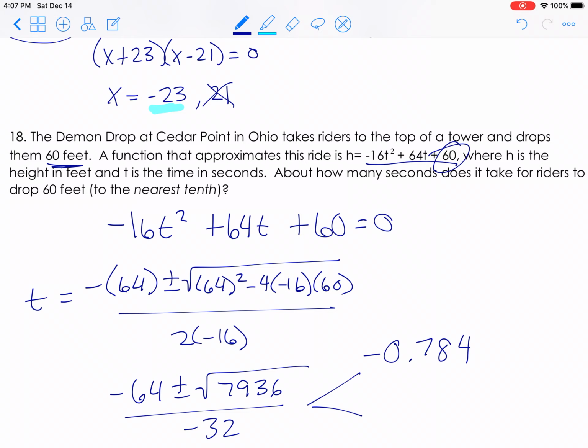so let's try the other one as well, which is -64 minus the square root of 7,936. Enter, divided by -32. This one yields 4.784. So about how many seconds does it take to drop the 60 feet, and they want us to round to the nearest tenth. That's this number. So do we keep the 7 or do we go up to an 8? It's dependent on the number just to the right. If this one is 5 or greater, then we need to round up. If it's 4 or less, then we stay where we're at. So this one we're going to round up to 4.8 seconds.